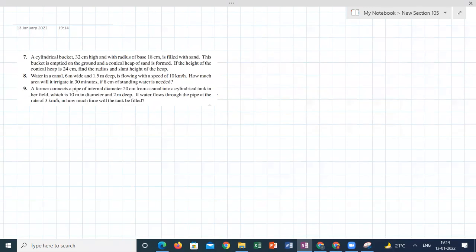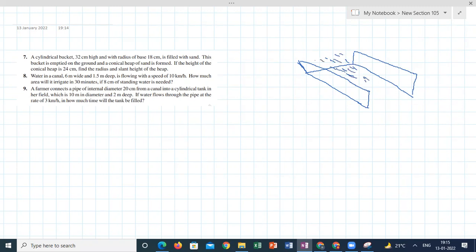Water in a canal of 6 meter wide and 1.5 meter deep is flowing with a speed of, there is water in a canal. The canal is like this. Assume in 3D it looks like this, but I assume it is a rectangular shape, an open cuboidal shape, and the water is flowing in this canal, the open channel. So water will flow like this.